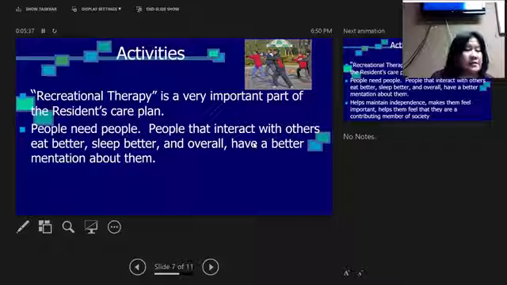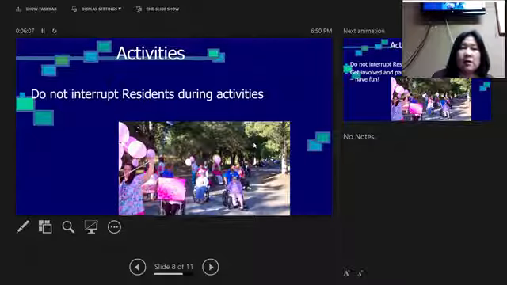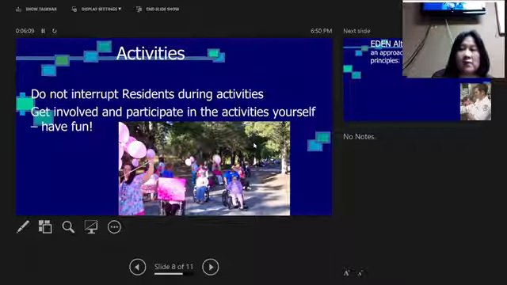They've done lots of studies that show that people need other people. People that interact with other people eat better, sleep better, have a better overall mentality about themselves as they age. It helps maintain independence. It makes them feel important. It helps them feel like they're actually contributing as a member of society. It helps them feel less isolated, less anxious, less depressed. So just try to encourage people to do things with activities. Don't interrupt them during their activities. Get involved with the activities and have fun yourself doing them.